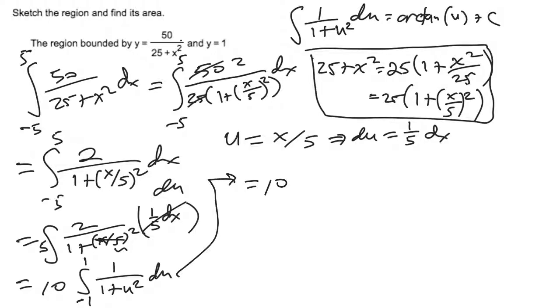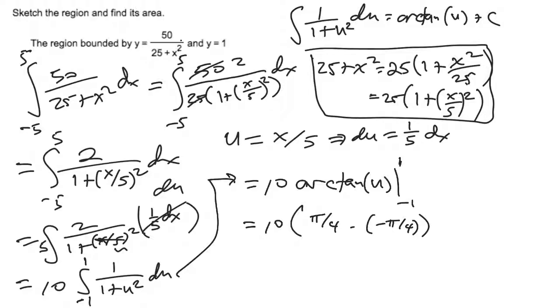And so I still have the 10 sitting there. I know that the antiderivative of 1 over 1 plus u squared is arctan of u, and that's being evaluated between minus 1 and 1. Now you may have to drag out a calculator, but don't forget if you do that it has to be in radians mode, because the arctangent of 1 is pi over 4, and the arctangent of minus 1 is minus pi over 4. So when you evaluate the arctangent between minus 1 and 1, you get pi over 4 minus negative pi over 4, which is pi over 2 times 10 is 5 pi. So that's the answer to the integration problem I've written here.